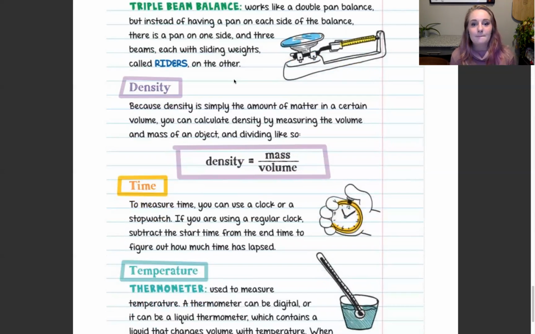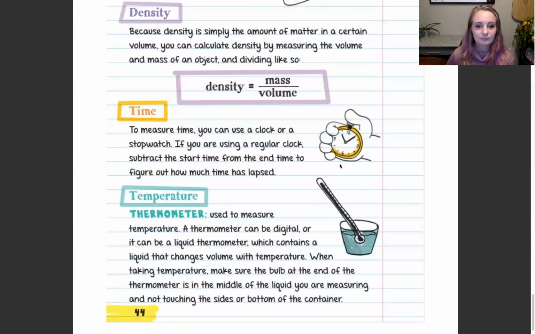Density is measured by the amount of matter in a certain volume. So you can calculate density by measuring the volume and mass of an object and then just dividing them. So density equals mass divided by volume. Time is measured using a clock or a stopwatch. If you're just using a regular clock, you would subtract the start time from the end time to figure out how much time has elapsed. Or you could just use your phone and go to the stopwatch app.